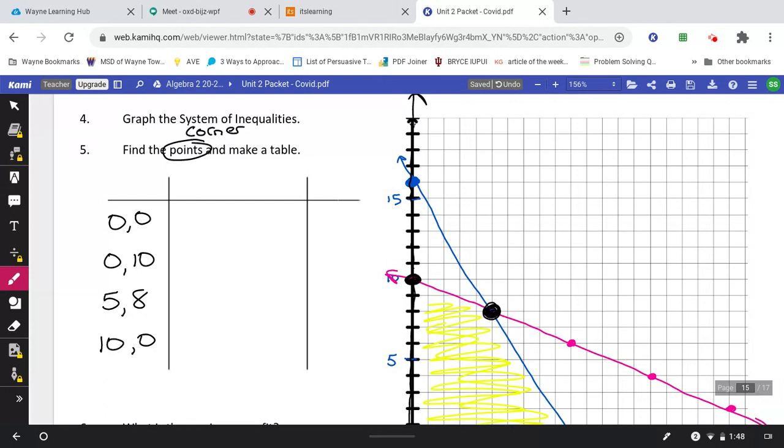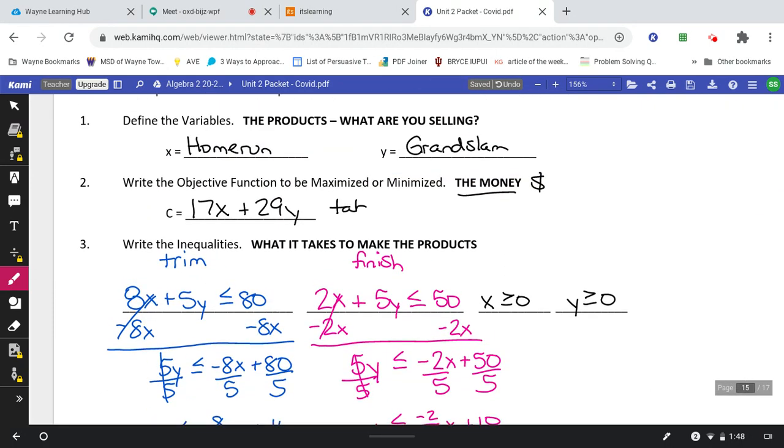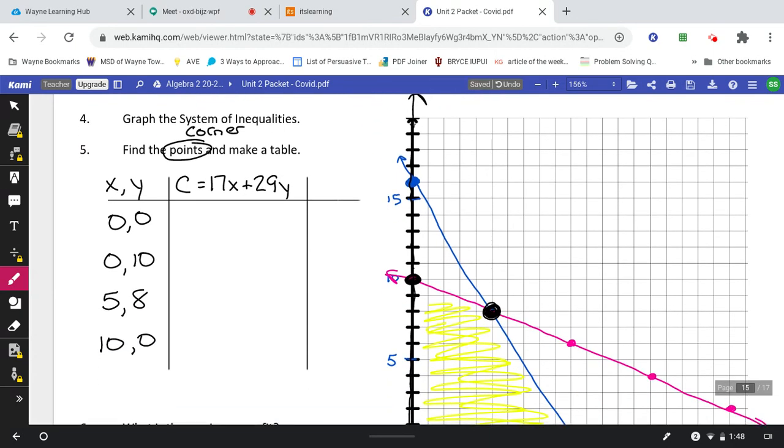All right, so remember from our table, we put our x and our y. And right here is going to be the C equals equation. So I'm going to have to go back up to the top. This is what's going to go into the table: 17x plus 29y. Then we can just plug in the 0, 0 for the x and the y. Use your calculator and very carefully get an answer for that. That one got me a final answer of 0.